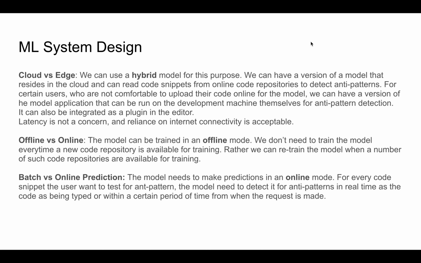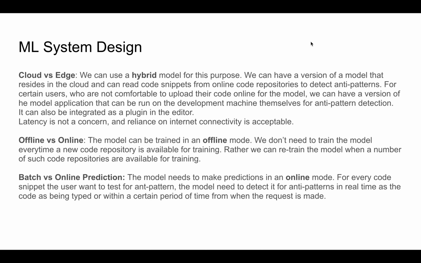What are the various aspects of design? Cloud versus edge. So it's going to be a hybrid model. Users would be able to submit code links to the code repositories or upload files in the cloud to detect anti-patterns, but they would also be able to use this software as a plugin in their local development machines to detect anti-patterns. It can be used as a plugin in their editor to even detect anti-patterns in real time.